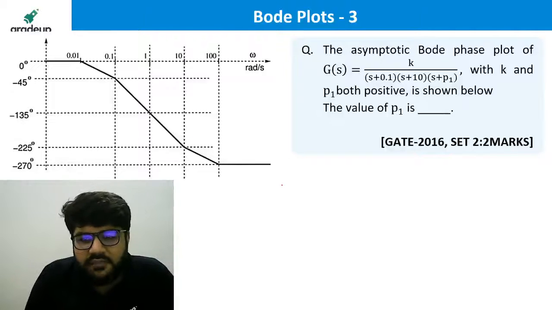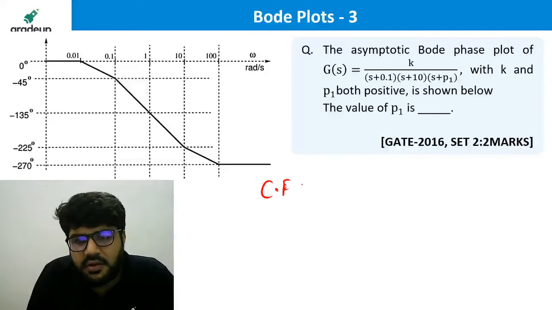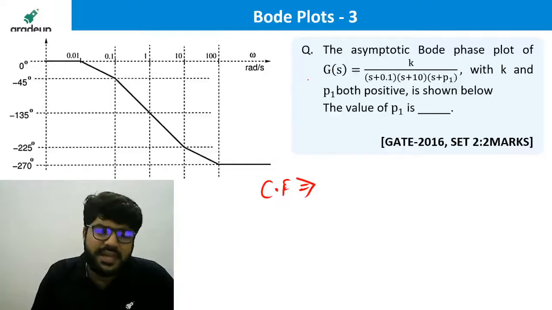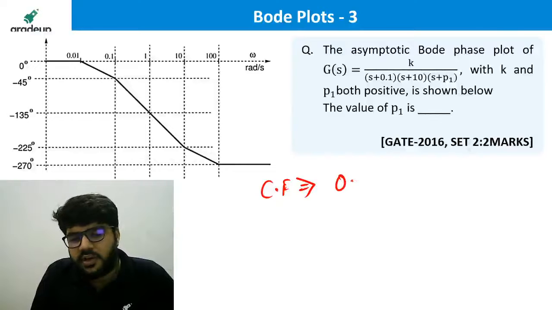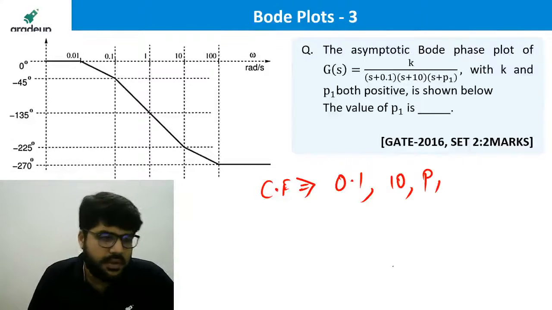So what are the corner frequencies actually here? What are the corner frequencies? Even if you take it in the standard form, you get 1 upon 0.1. The first corner frequency will be 0.1. Next is 10, and another one will be P1. Okay.